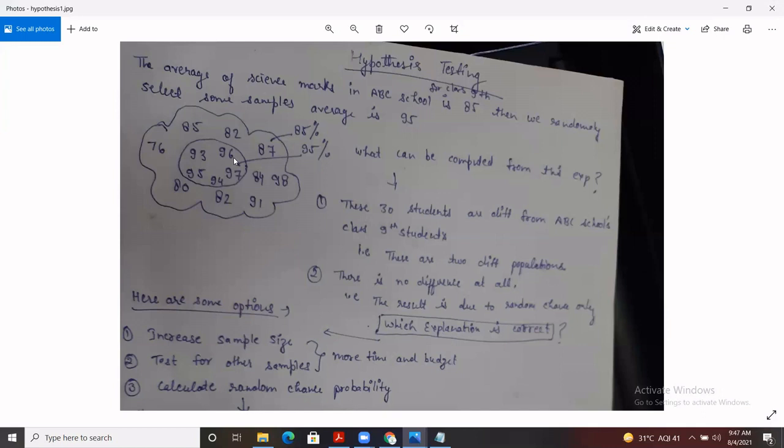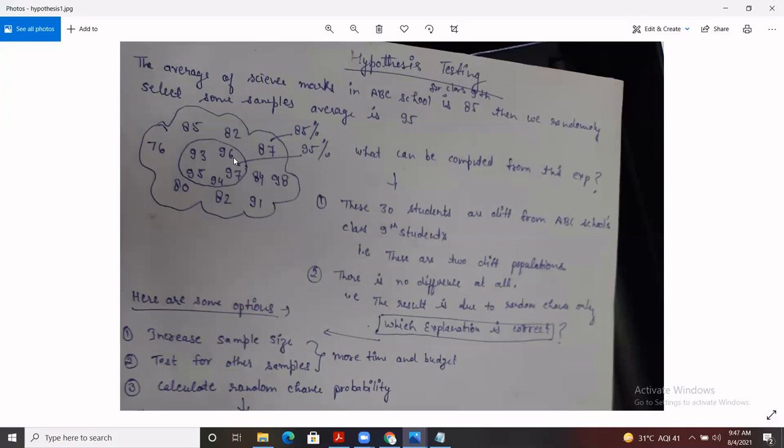Then we are left with the third option, which is to calculate random chance probability. For this explanation, we have some options to make it more correct and research it more. One is to increase the sample, the other is to pick other samples and keep testing. These two require more time and budget. The third option, to calculate random chance probability, is the best option for us.